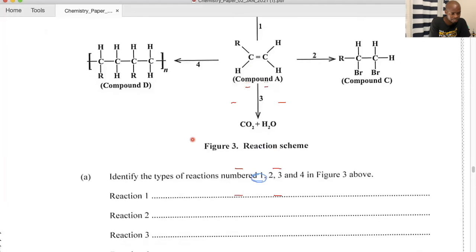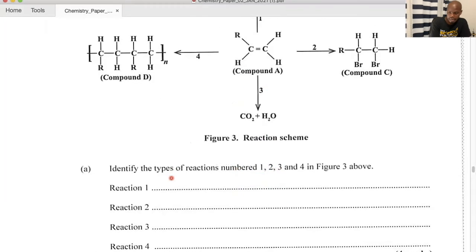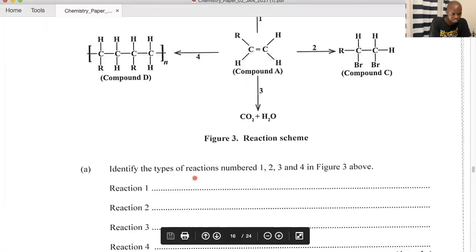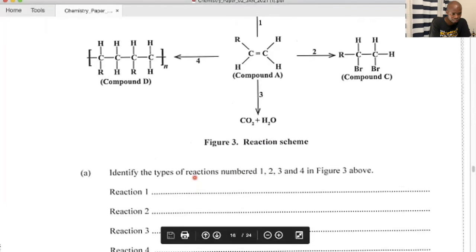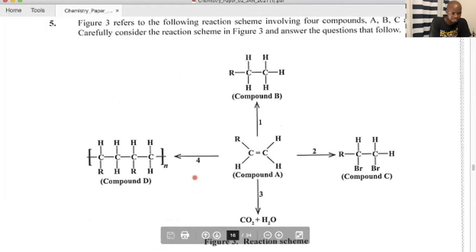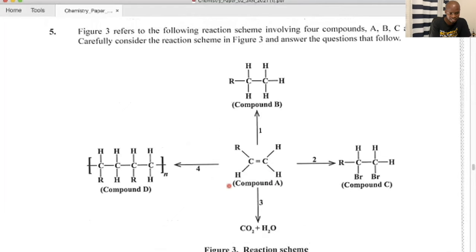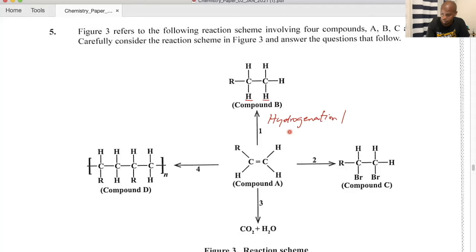First question, we're supposed to identify the types of reactions numbered 1, 2, 3, 4. I'm just going to write the type of reaction beside each number. In the exam, we would actually write this in the space. So at 1, we definitely have hydrogen being added. So we call this hydrogenation, or we could say addition of hydrogen.